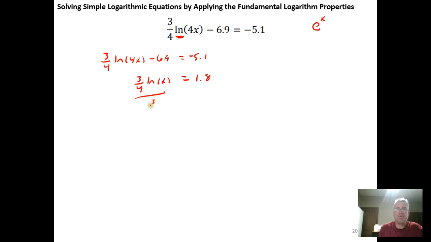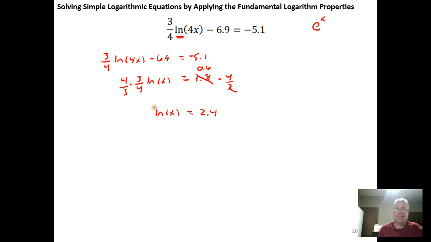Instead of dividing both sides by 3/4 to isolate the log function, which just creates a mess, instead of dividing by 3/4, I'm going to multiply by the reciprocal, 4/3. So times 4/3. 4/3 times 3/4 is 1. 1 times the natural log of x is just the natural log of x, which equals, this will simplify a little bit, 3 will go into 1.8 0.6 times, and 4 times 0.6 is going to be 2.4.